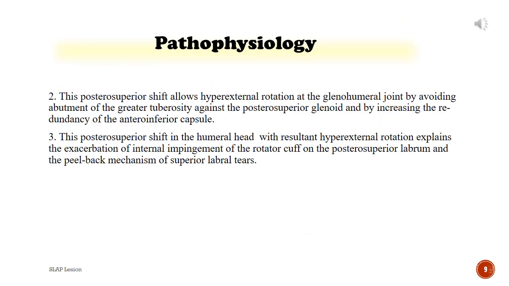This posterior-superior shift allows hyperexternal rotation at the glenohumeral joint by avoiding abutment of the greater tuberosity against the posterior-superior glenoid and by increasing the redundancy of the antero-inferior capsule. This posterior-superior shift in the humeral head with resultant hyperexternal rotation explains the exacerbation of internal impingement of the rotator cuff on the posterior-superior labrum and the peel-back mechanism of superior labral tears.